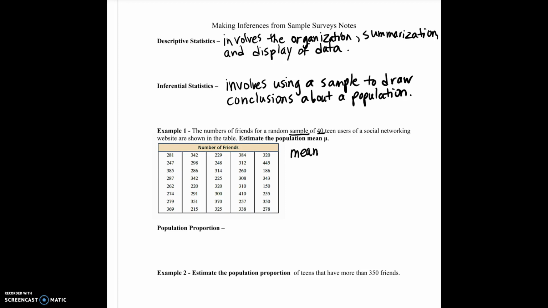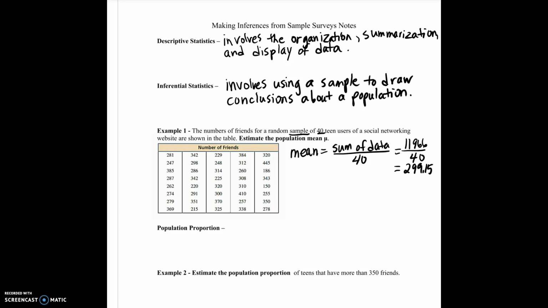So a regular mean, we're going to take the sum of our data divided by, in this case, 40. You can take some time to add this up. Normally I won't give you this much data to add up, so I'm just going to give you what the sum would be for this. Divided by 40 comes out to about 299.15. So what we're going to conclude from this sample mean is the estimate for our population mean.